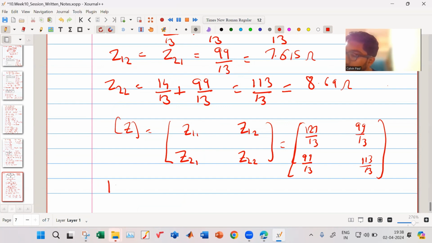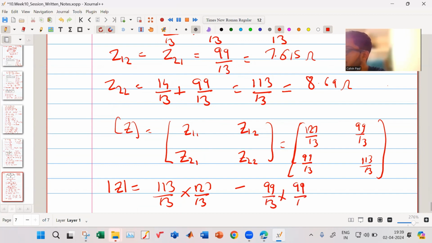Now you want to find what is the determinant of Z over here. So 113 by 13 into 127 by 13 minus 99 by 13 into 99 by 13. Okay. So what is the numerator? It's 13 squared. I asked numerator. Calculator, sir. So 4550. Okay, 4550 upon 13 square.